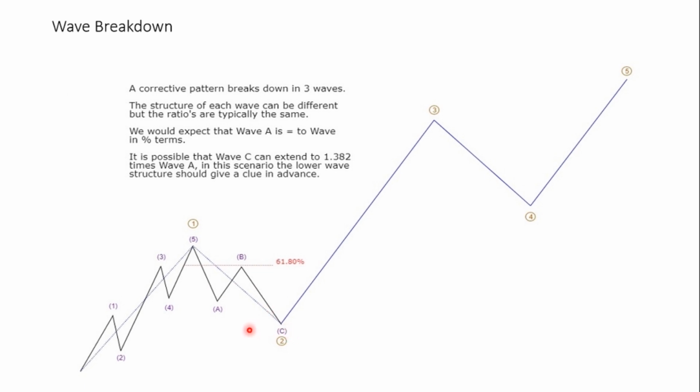And from the guidelines, A should equal wave C, but no longer than 1.382 times the length of wave A. So if wave A drops 10%, we should see wave C drop 10%. And at the most, it can drop 13.82%, but no further than that.